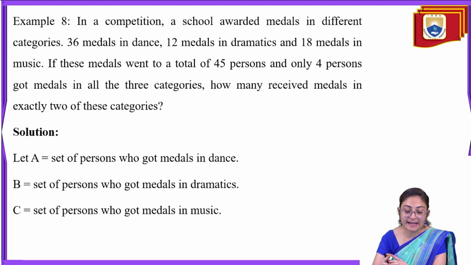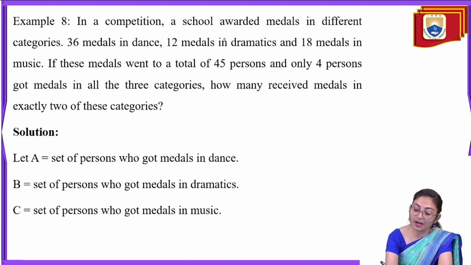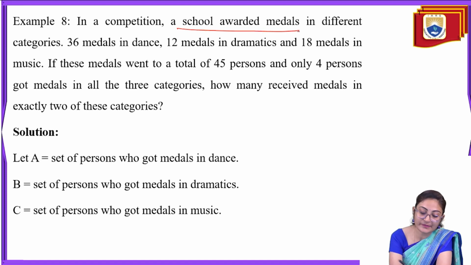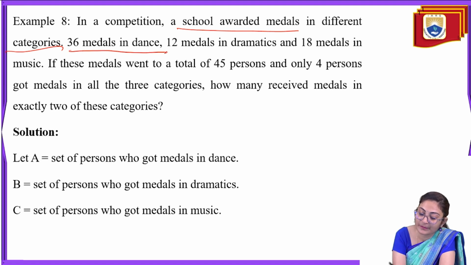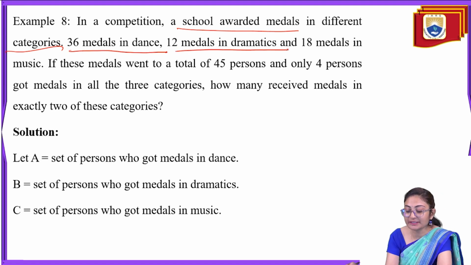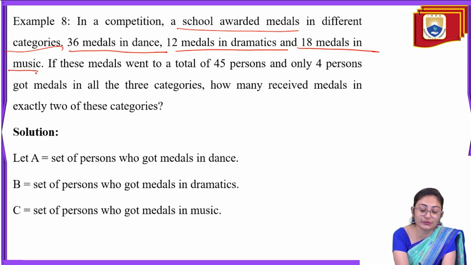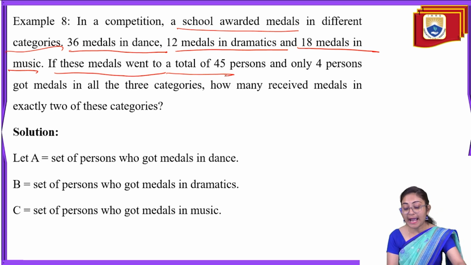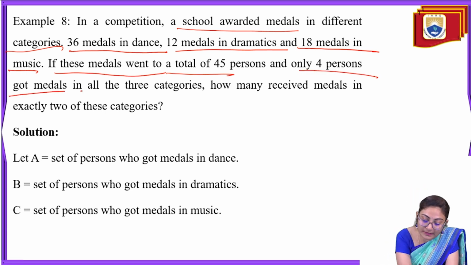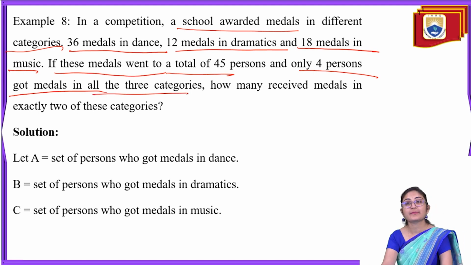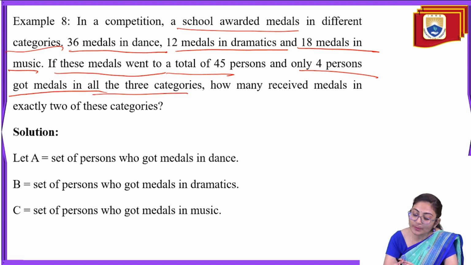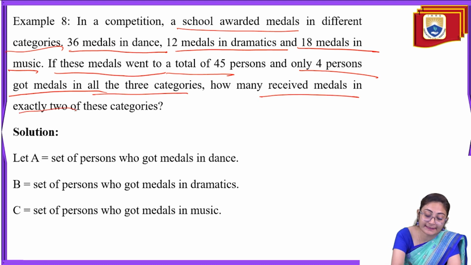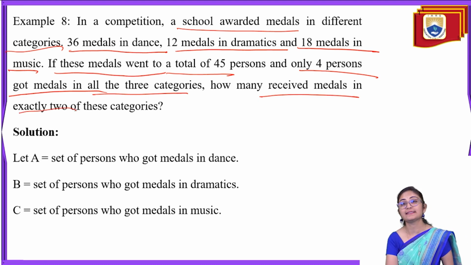Now the next question is that in a competition a school awarded medals in different categories. 36 medals in dance, 12 medals in dramatics and 18 medals in music. Now if these medals went to a total of 45 persons and only 4 persons got medals in all 3 categories, how many received medals in exactly 2 of these categories?